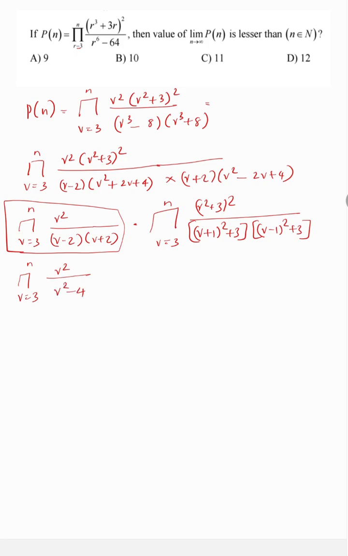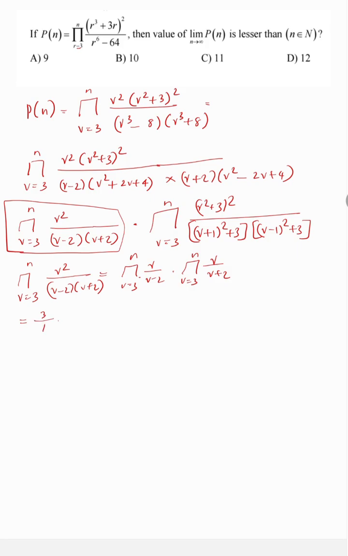Now I am going to just expand this product. So what will be the first one? 3 square by 3 square minus 4 into next one. One second. What we can do is this one, instead of doing like this, we can again split this. So it will be pi of r by r minus 2 into pi of r by r plus 2. Now expand this product, r from 3 to n, here also r from 3 to n. So what we will get?